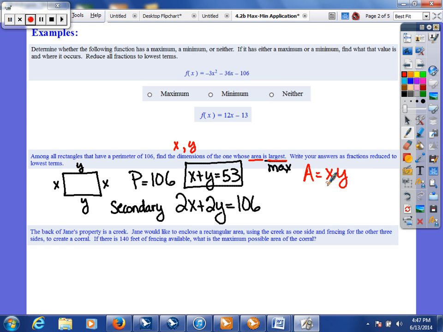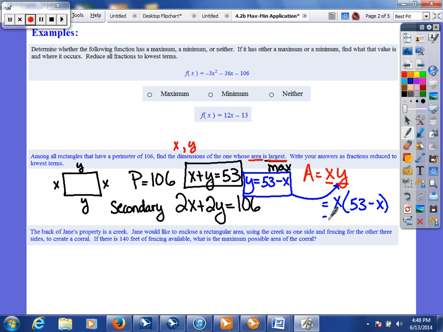So to do that, I have an x and a y, and I don't want an x and a y, I just want one or the other variable. So what we can do is go back to our secondary. Isolate a variable. I'm going to isolate the y by subtracting x. So this thing in the blue is what y is. y is 53 minus x. I can now replace y with 53 minus x. I use the secondary in the primary, and now look what happens. Now instead of having two unknowns, I really just have one unknown. The x is all I have here, and the A is like the function's name.